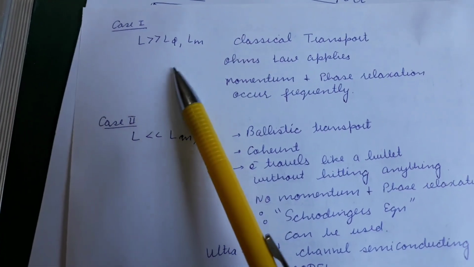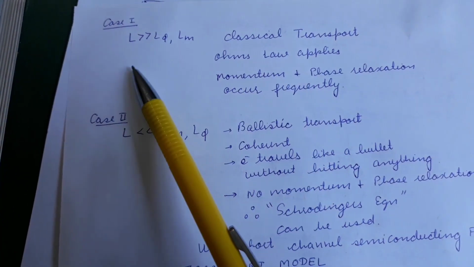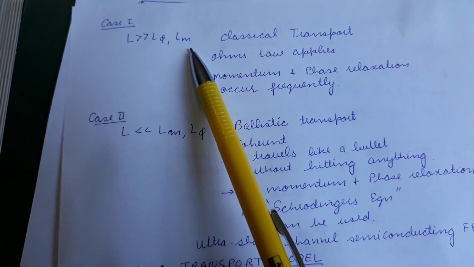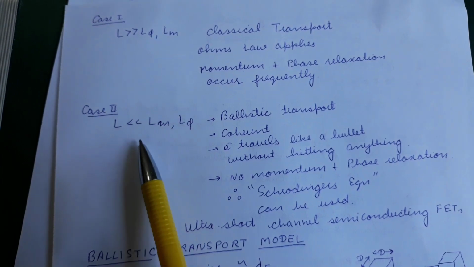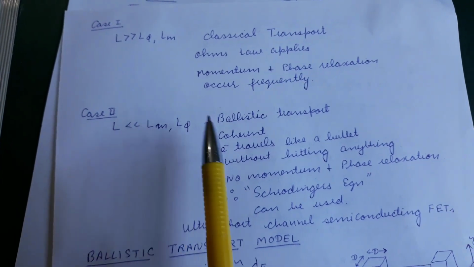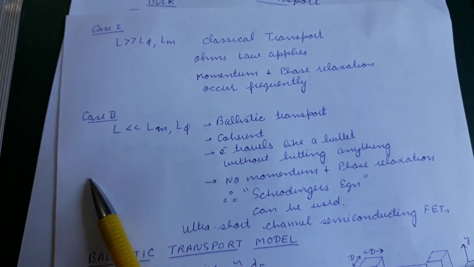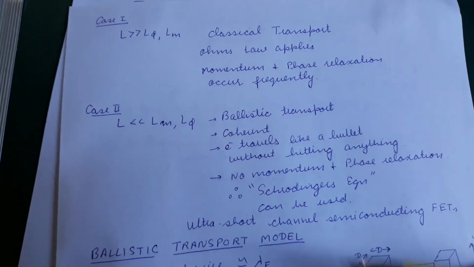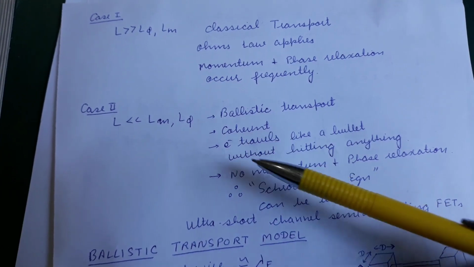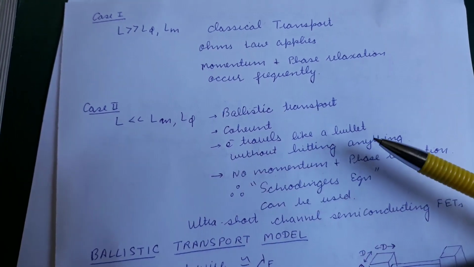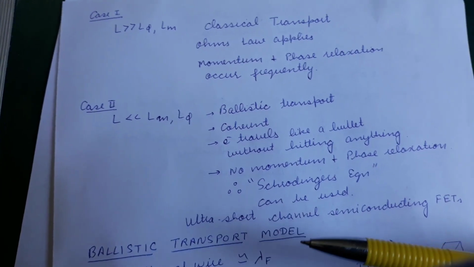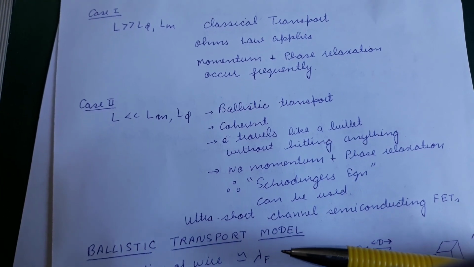In the first case that we discussed, it was classical transport, when L is much greater than both of these mean free paths. But if L is less than both the elastic and inelastic collision mean free paths, it will be ballistic transport. It will be a coherent transport. The electron travels like a bullet without hitting anything, and in this case Schrodinger's equation can be used and solved.